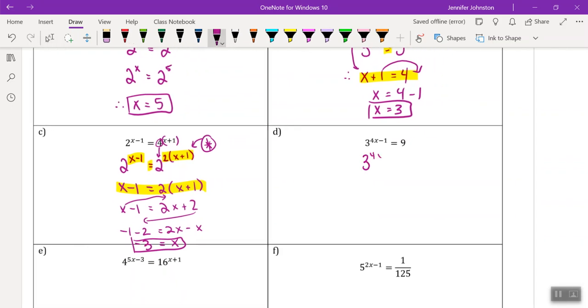3 to the power 4x minus 1. Can we change that 3 to a 9? No, but we can change 9 to be a base of 3. Right, this is 3 to the power of 2. Okay, so again, we have the same bases. We can write this all right here.